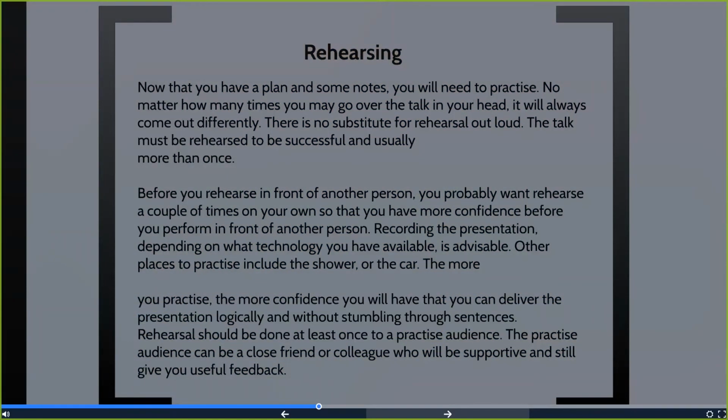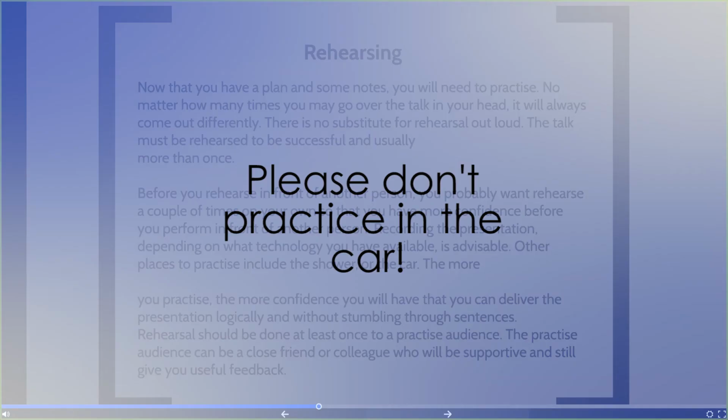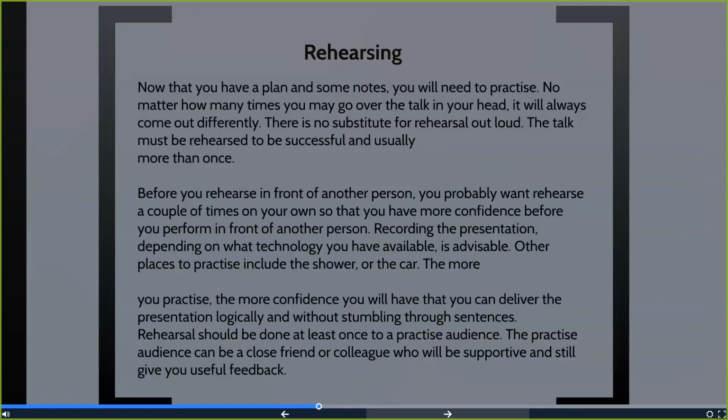Recording the presentation, depending on what technology you have available, is advisable. Other places to practice include the shower or the car. The more you practice, the more confidence you'll have in your ability to deliver, and that logically means that you'll be able to present without stumbling through sentences. Rehearsal should be done at least once to a practice audience.